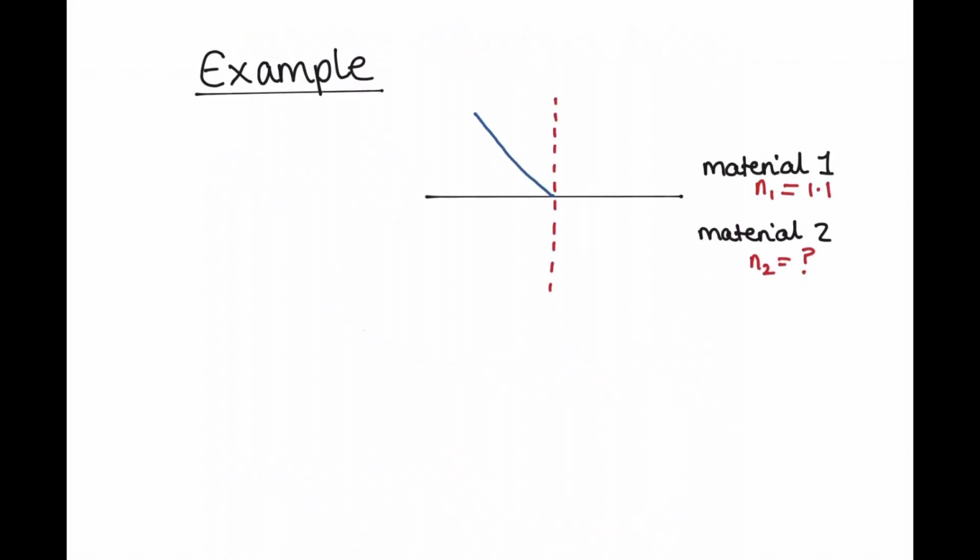Let's have a look at an example. Here we have light entering a boundary between material 1 and material 2.